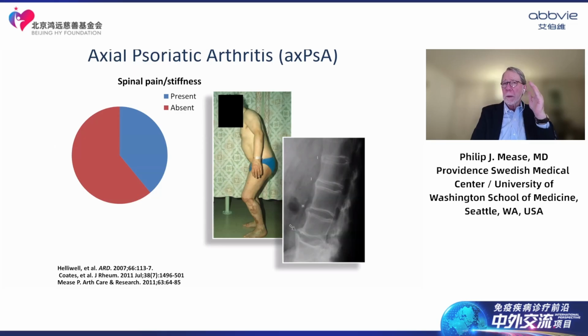Now, one of the key points that we've been learning in recent years is that about 27 to 30% of patients with psoriatic arthritis will have immunologic inflammatory disease of their spine. This is depicted here with this person who has psoriasis lesions on their skin, and then a stiff back from the axial involvement. This happens, as I said, in about 30% of patients.